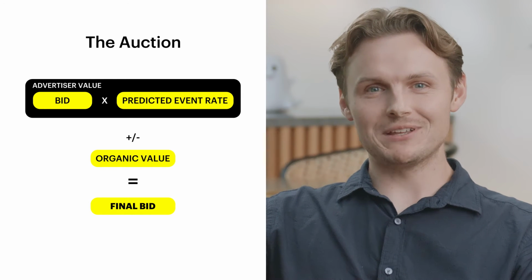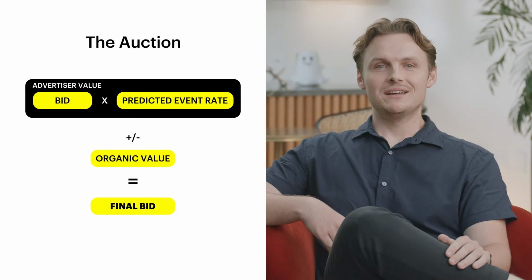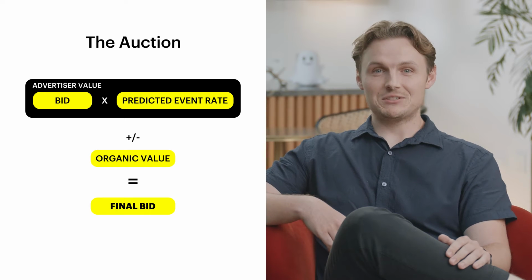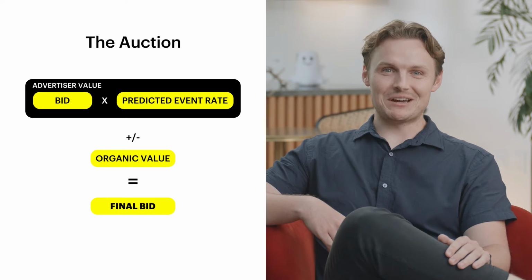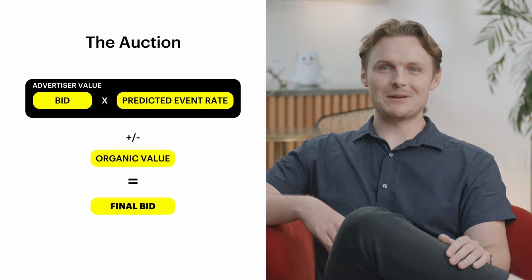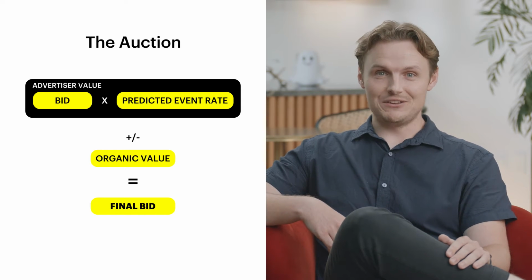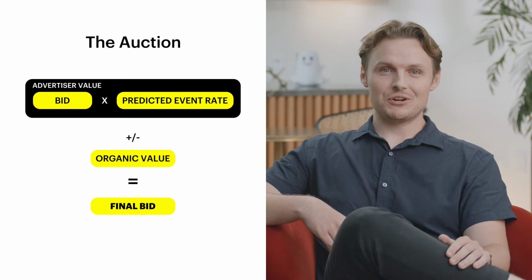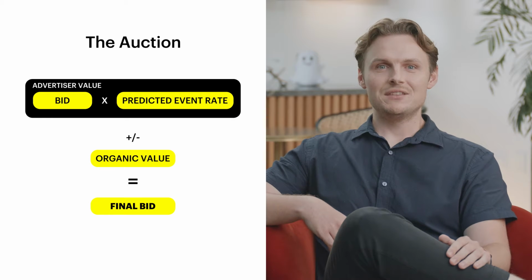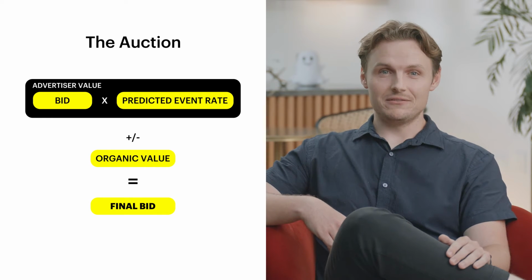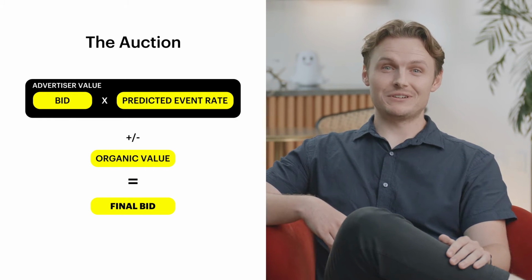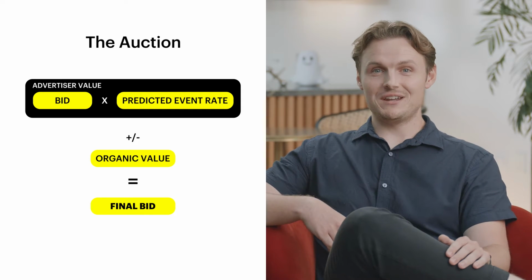Specifically, it's how much you're willing to pay to serve your ad. The predicted event rate is the expected probability that a Snapchatter will take a desired action like swiping up on an ad or installing a new app. Organic value is the expected impact that showing a given ad will have on the user experience within the app. This is generally represented as a negative because most users would prefer to not see any ads at all. So generally speaking, more engaging creatives tend to have higher organic values.